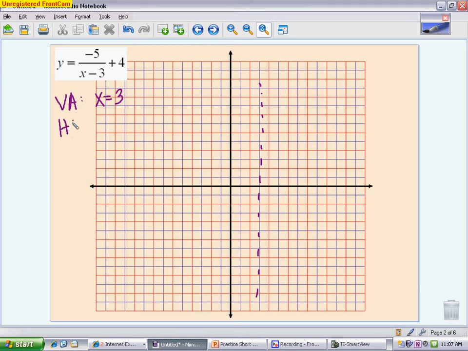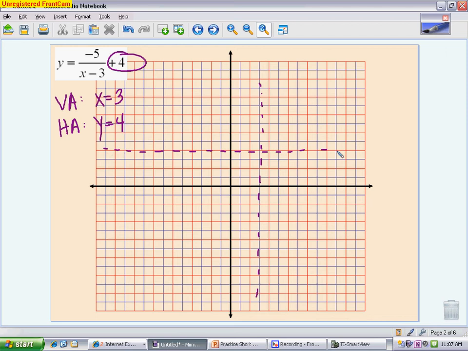Horizontal asymptote, this is also one of our easier ones. Whenever you have it written like this, when you have a number in the numerator over a linear piece, x plus something or x minus something, and then something at the end, the horizontal asymptote will just be this end value. So in this case, it's just y equals 4. And again, on my picture, I'm going to draw that.